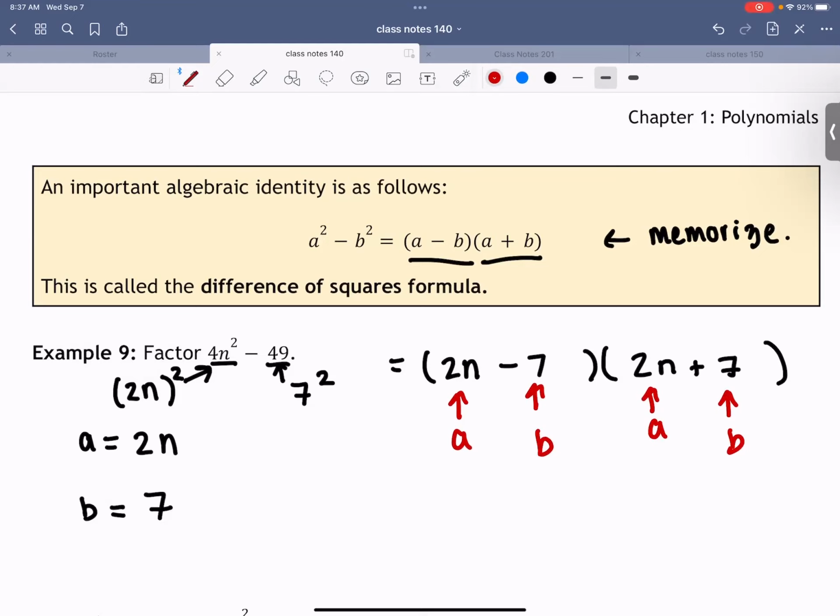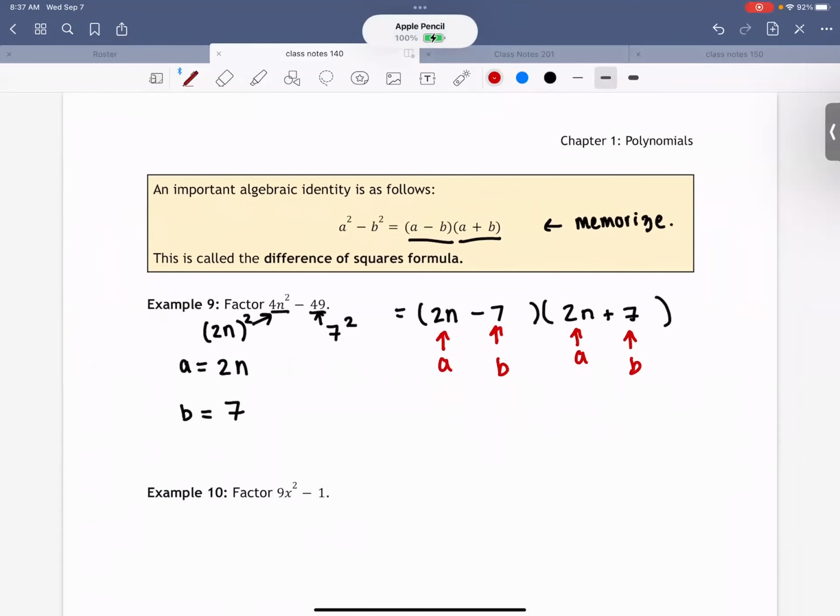Now, if you're feeling a little shaky, I have example 10. I want you to work on this one. We also might have enough time for example 11, but the answer is on the bottom.